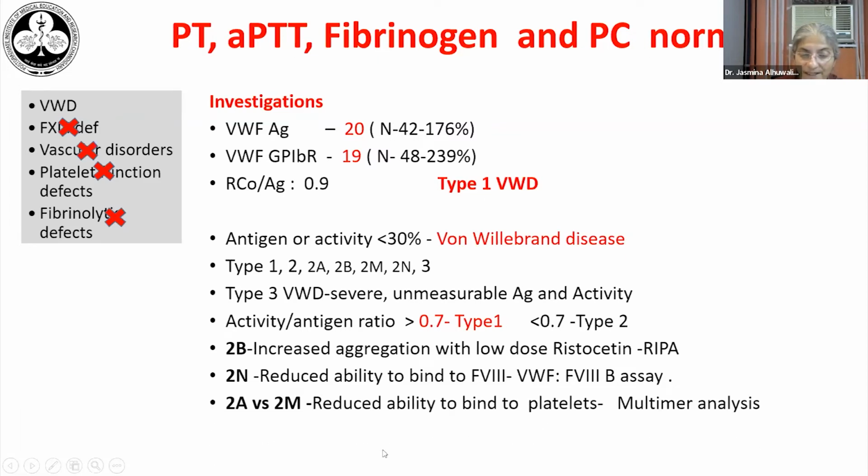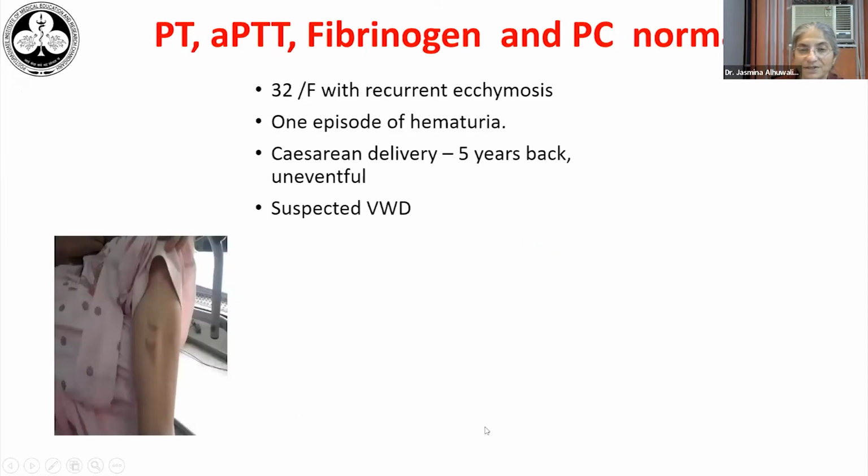To differentiate between type 2A and 2M, A meaning the loss of high molecular weight multimers of von Willebrand factor, and 2M meaning that the multimers are not absent, but they are sort of not functional. Both of them will show a reduced ability to bind to platelets. These can be distinguished by multimer analysis. So in our patient, there was a type 1 von Willebrand disease. Now let's come to the next patient.